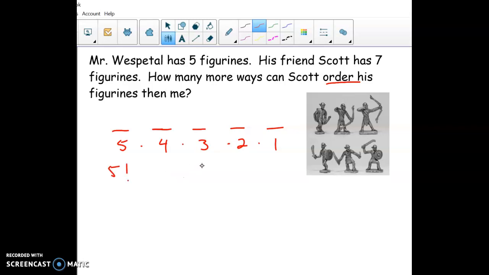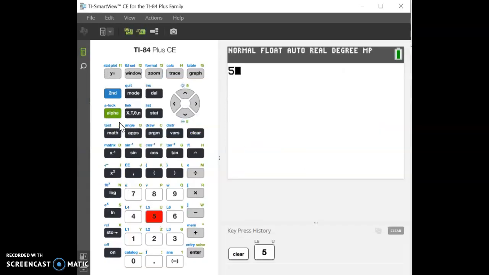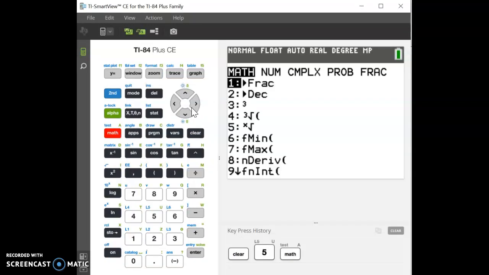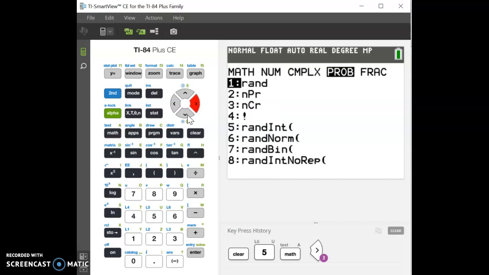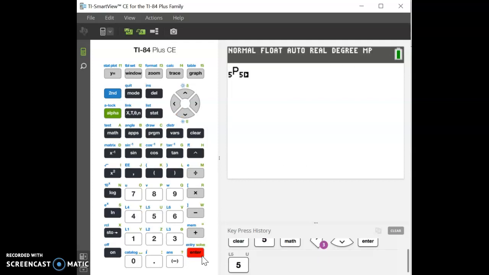Okay, and you could also do, that's why I highlighted order, this would be a permutations question and you're 5 pick 5. Right, there's 5 total and you're picking all 5 of them. Okay, so however you want to do it, do one of those on your calculator. I'm going to do 5 and then math and go over to probability. And here's the P key and the exclamation point if you want to do it that way. So 5P5, and we get 120 different ways.